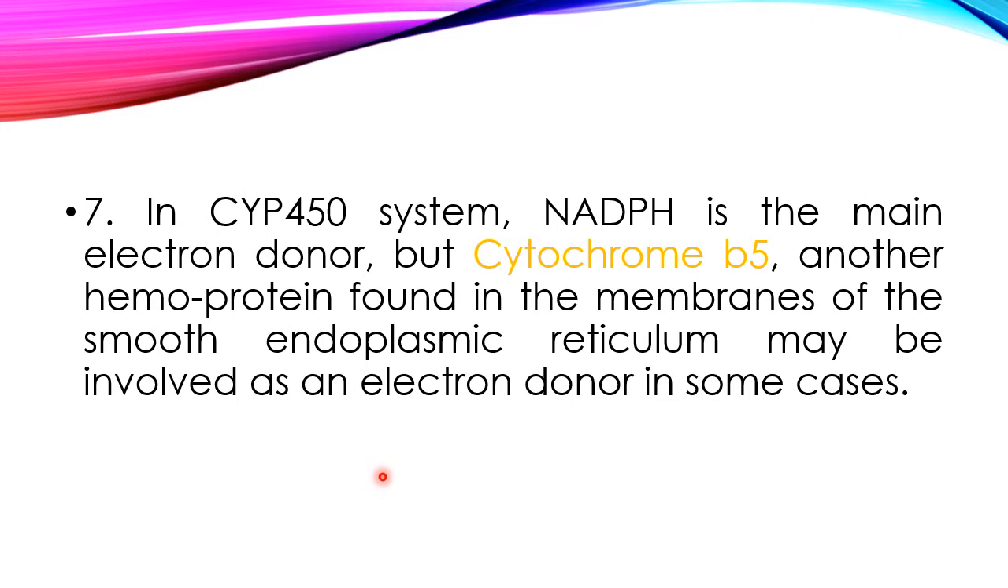Up till now, we have studied that NADPH is involved in the donation of electrons to substrates in the CYP450 system. But in some cases, it has been revealed that another hemoprotein called cytochrome b5 may be involved in the donation of electrons in the cytochrome P450 system. And this protein is found attached to the membranes of the smooth endoplasmic reticulum.